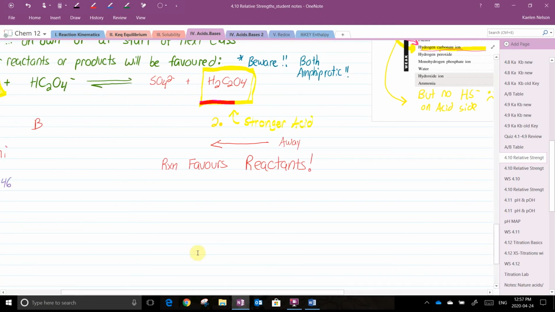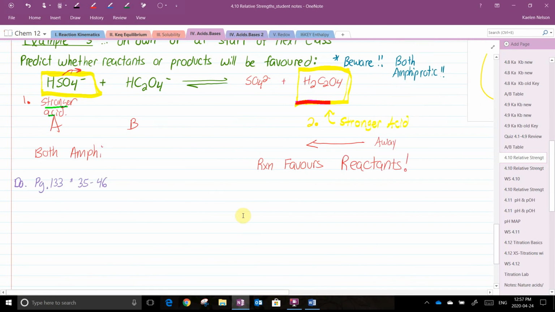And I've noted here that step 2, this one is my stronger acid. It will proceed away from the strong acid, which means toward reactants in this case. And you are now ready to complete worksheet 4.10, relative strengths of acids and bases.